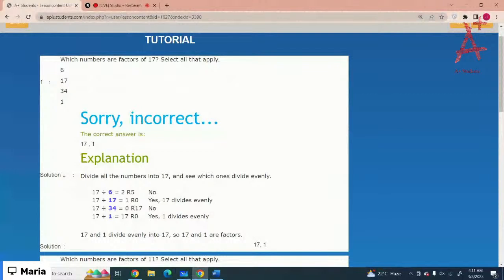Here you divide 17 by 6. You have 2 and remainder 5. You need the case where you have the remainder 0. Got it? So that means 6 is not a factor of 17. Then you divide 17 by 17. The answer is 1 and you have 0 remainder. That means yes, 17 can be divided by 17 evenly. Got it? Then you have 17 divided by 34. So you cannot divide 17 by 34 because 17 is smaller and 34 is greater.